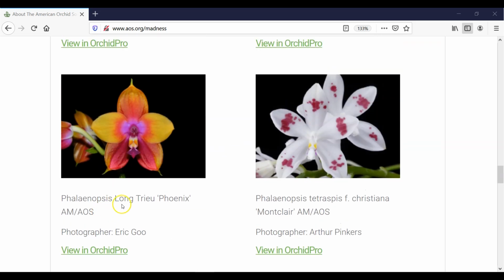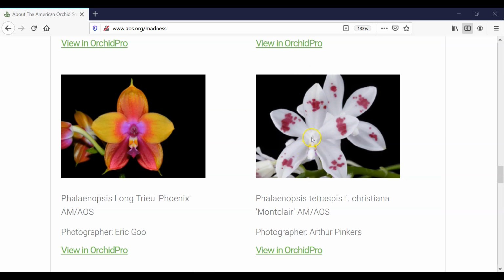Let's see here. Long True Phoenix. This is super cool. Look at the colors. You have orange, red, then this bright, flaming fuchsia pink. I don't know. I think this is pretty cool. This one I really like.